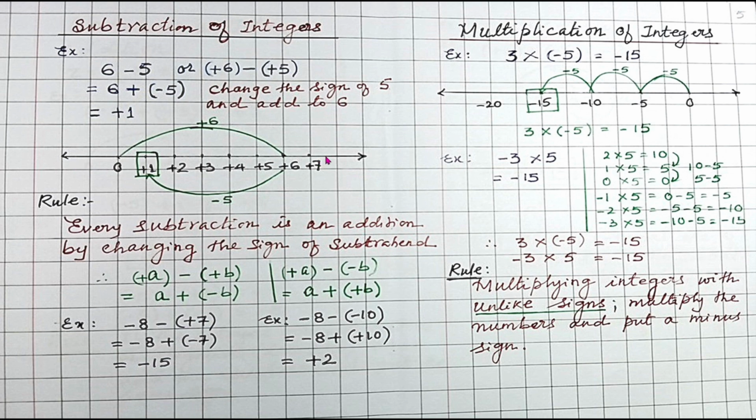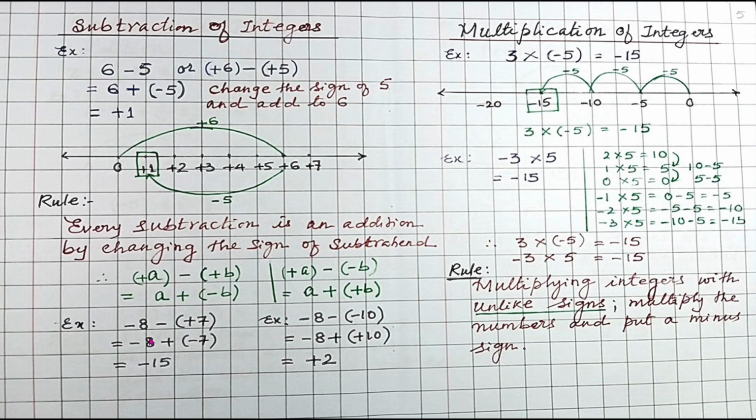And by using a number line we can explain this. We jump 6 steps to the right first, that is plus 6, and then minus 5, that is 5 steps to the left, so the answer is plus 1. So that is how we explain using a number line. Therefore, remember, the rule is every subtraction is an addition by changing the sign of the subtrahend. That means if you want to subtract plus b from plus a, then change the sign of plus b. That means take the additive inverse of plus b, which is minus b, and therefore it is a plus minus b.